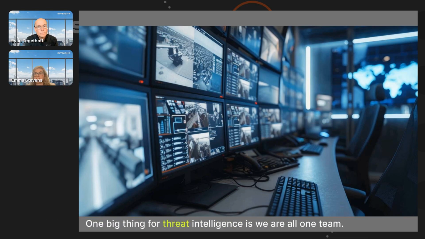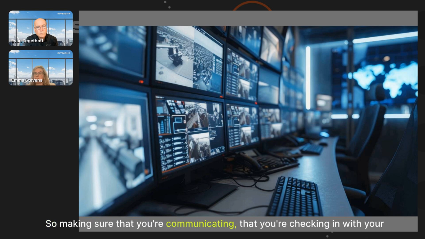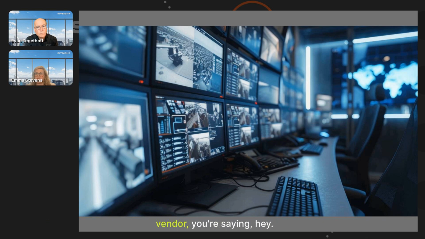One big thing for threat intelligence is we are all one team. It's us against these ransomware and malware attacks. So making sure that you're communicating, that you're checking in with your vendor, you're saying, hey, did you hear about this major CVE that's happening? Or do you use this tool that has recently been breached?